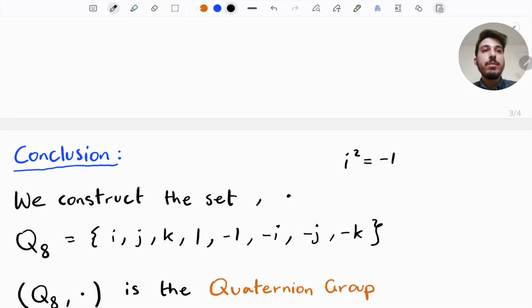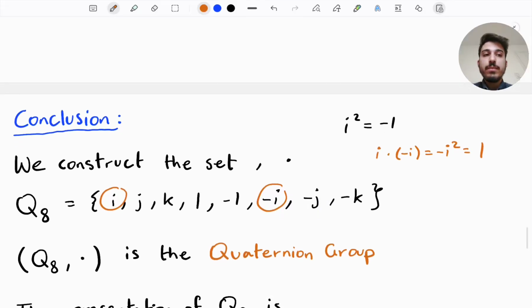And now each element, so if I multiply i by minus i, so i times minus i is equal to minus i squared, which is equal to 1, because i squared is minus 1. And the same with j and k. So each element here has a multiplicative inverse, and the identity is already found and it's closed under the operation, so we can call this a group. In fact, it is called the quaternion group.